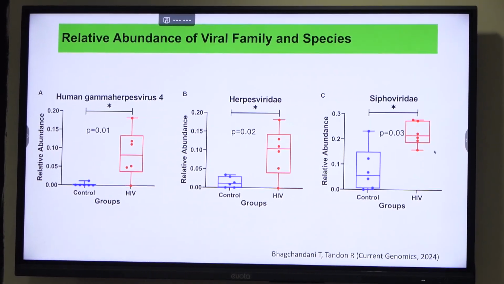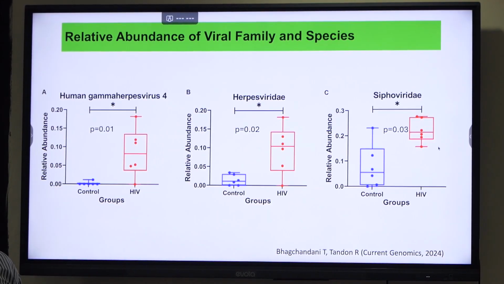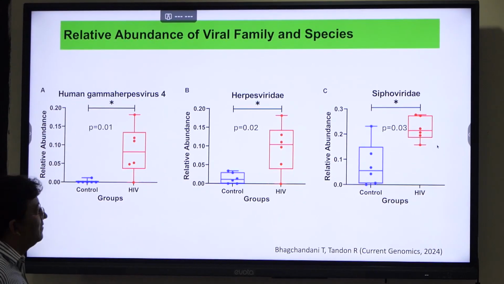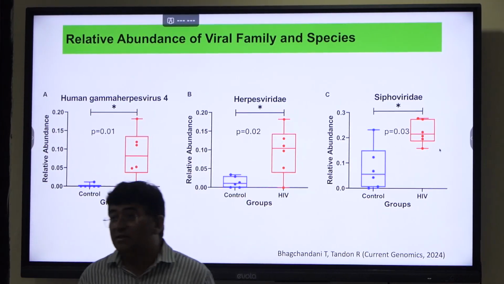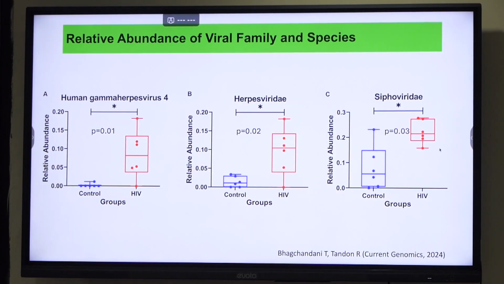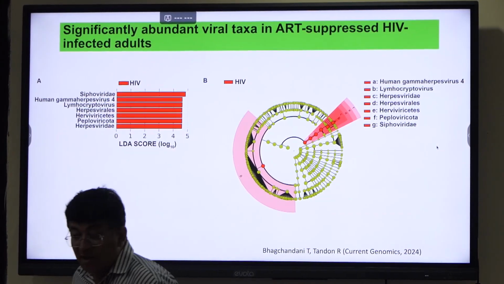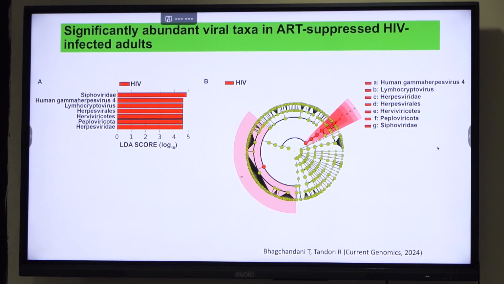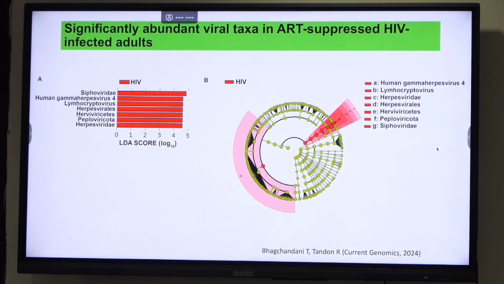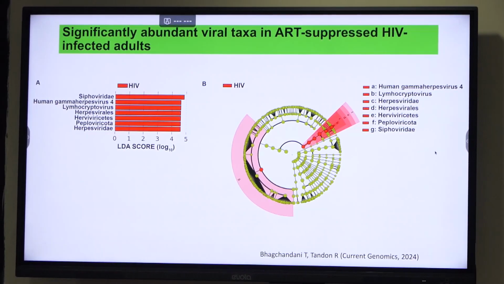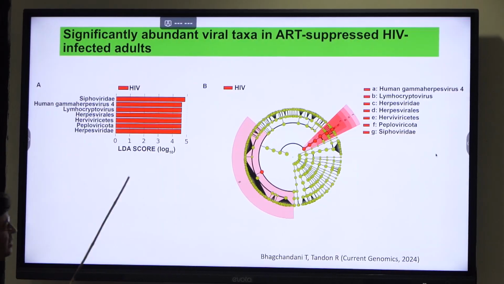So for gamma herpesviruses, human gammaherpesvirus 4, we found a significantly elevated relative abundance in HIV infected subjects. Herpesviridae also had a relatively significant high abundance, and also we have Circoviridae. So significantly elevated relative abundance of Circoviridae in HIV infected subjects on ART compared to healthy controls. You see that with some bioinformatics analysis with this cladogram, we showed that there are certain different taxa of the virus which are significantly abundant in ART suppressed HIV infected adults. So these are very important: Circoviridae, human gammaherpesvirus 4, and Lymphocryptovirus, Herpesvirales, Herviricetes, Peploviricota, and Herpesviridae. So these are important ones.